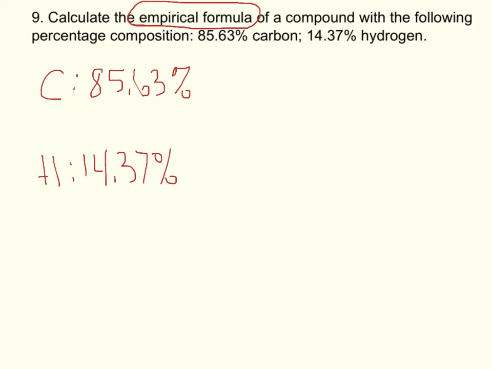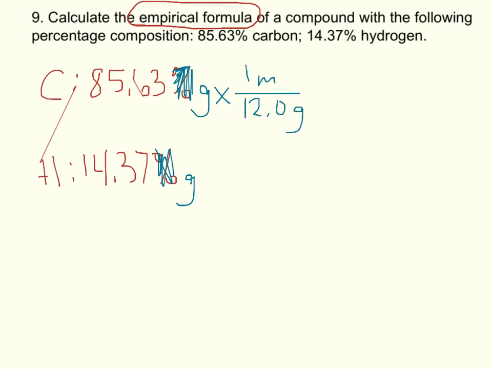But remember, percentage composition is by mass. So with these percents, we're going to have to try to find a mass. If we assume that we have a 100-gram sample total, then we can just take this 14.37% and change it to 14.37 grams, and the 85.63% and change it to 85.63 grams. As long as we keep the ratio the same, that's okay. So, from grams we want moles, because we're trying to find the mole-to-mole ratio. Off the periodic table, carbon weighs 12.0 grams to 1 mole, and hydrogen weighs 1.0 grams to 1 mole.